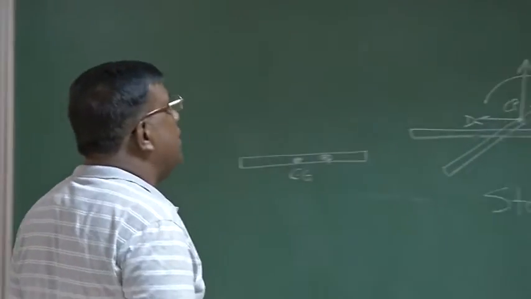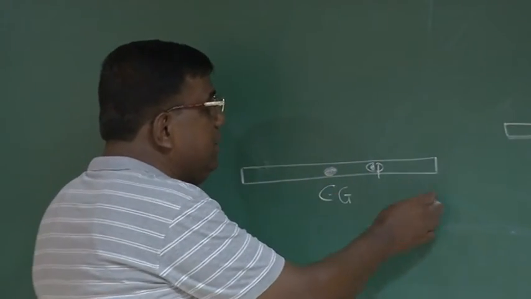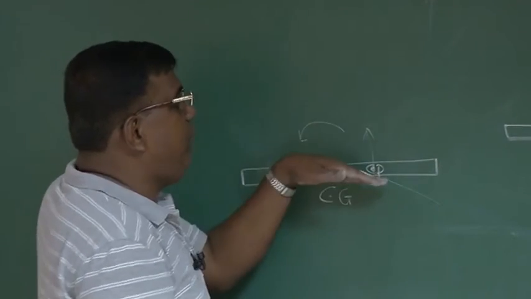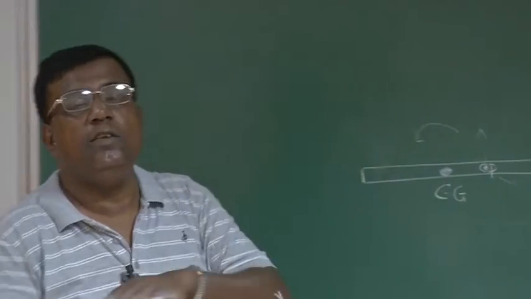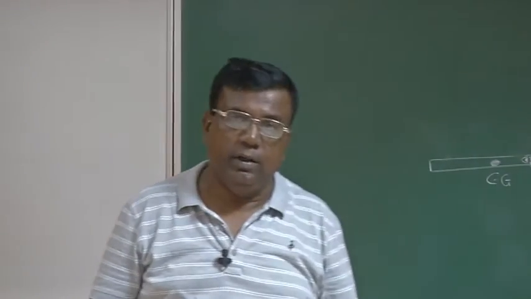We know that if the center of pressure is ahead of the center of gravity, it is a statically unstable case. You can cross check. If there is a disturbance, there will be a force here, which will give a moment here. So it will further go up like this. So there is no restoring tendency when the center of pressure is ahead of the center of gravity. But we want to make sure we do something so that this becomes statically stable.